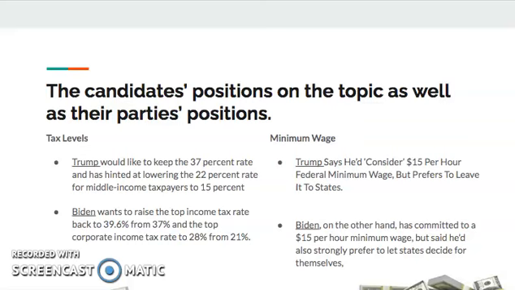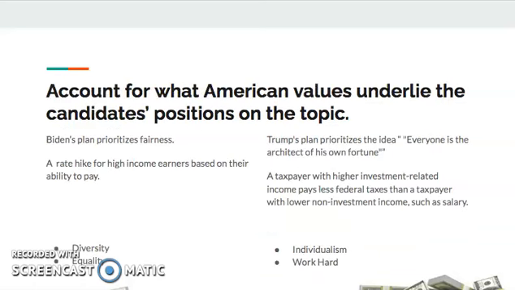Minimum wage. Trump says he considers a $15 per hour federal minimum wage, but prefers to leave it to the state. And here is a Trump quote, Alabama is different than New York. New York is different from Vermont. If a state is different, it should be a state option. Biden, on the other hand, has committed to a $15 per hour minimum wage, but said he also strongly prefers to let the states decide for themselves.